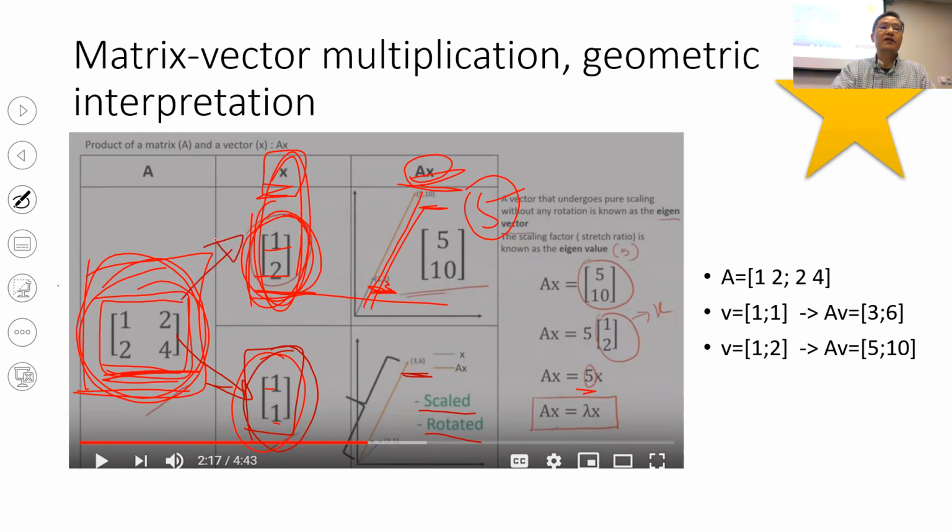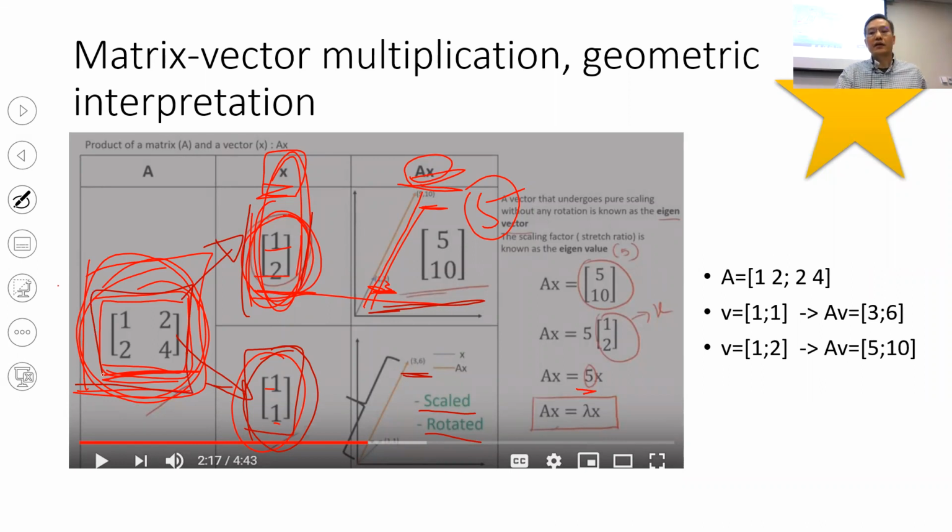But there are some special data points, like 1, 2. When you apply A onto it, there's no rotation, only scaling. Those special cases, we collect them and use them as eigenvectors, plus their corresponding eigenvalues. We can describe the property of A as an operator, whether it rotates or not.